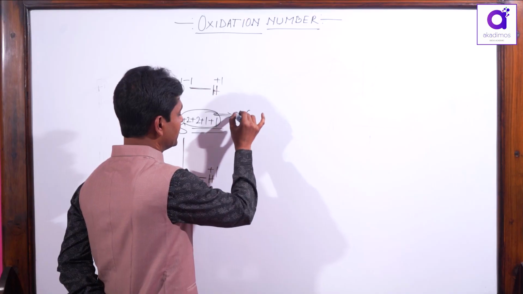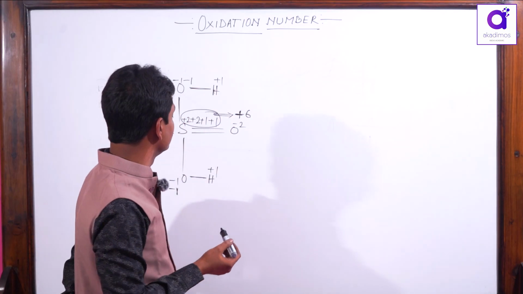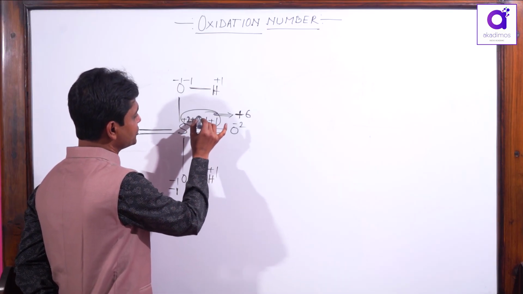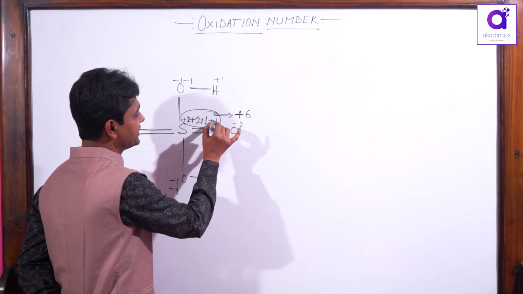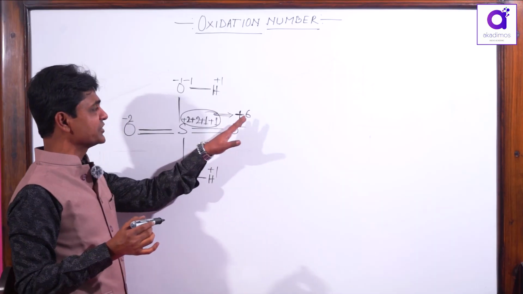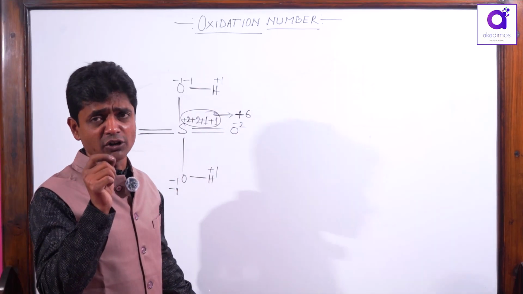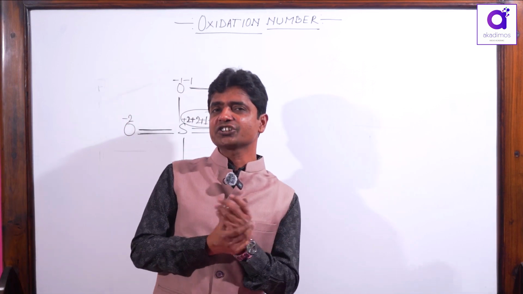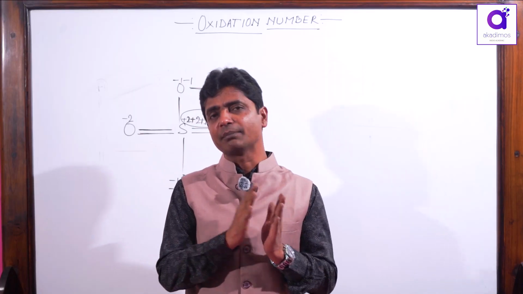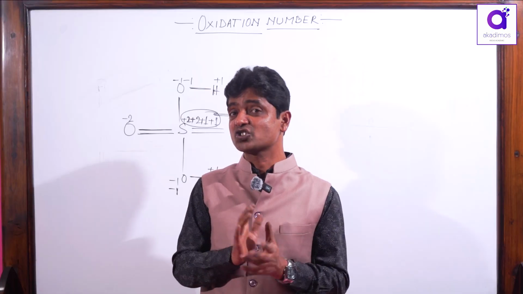But if the structure is somehow different, then that calculation will not match the actual oxidation number if the structure is slightly critical. That example I'll show you. Here sulfur is +6 oxidation number or oxidation state. One thing I want to mention here: the minimum oxidation number and maximum oxidation number you can predict from the isolated atomic structure.